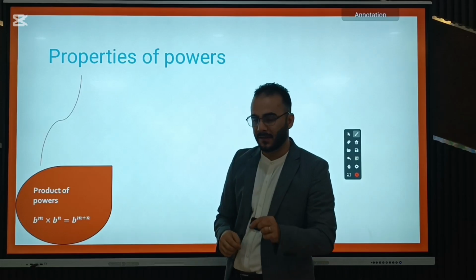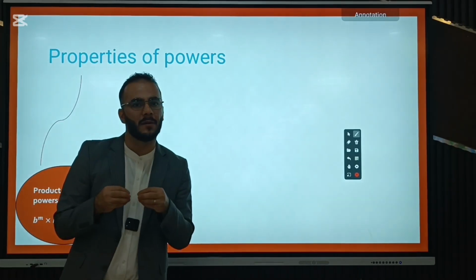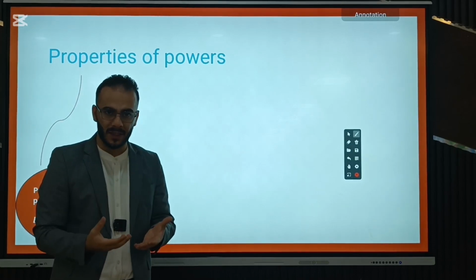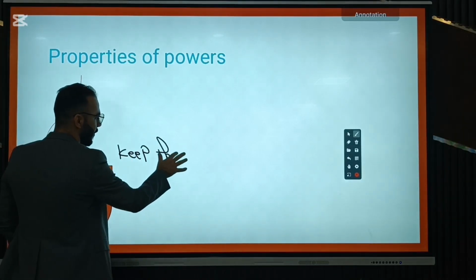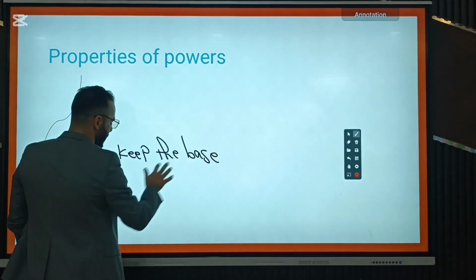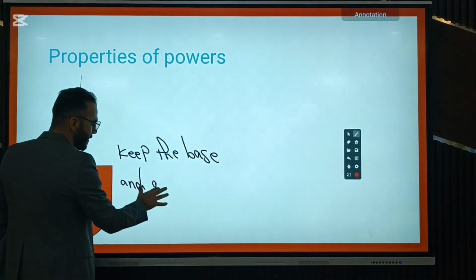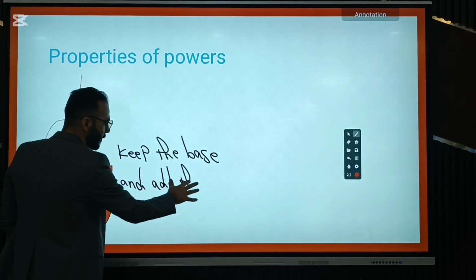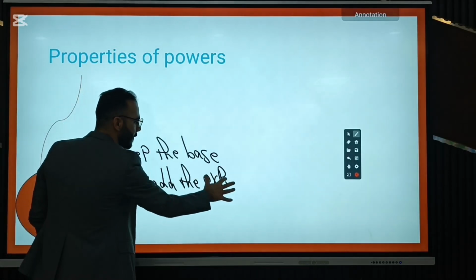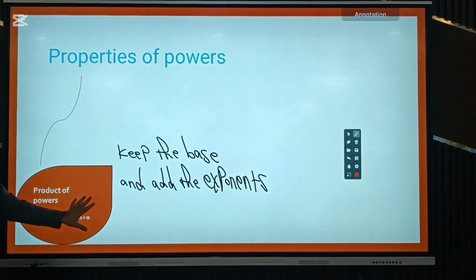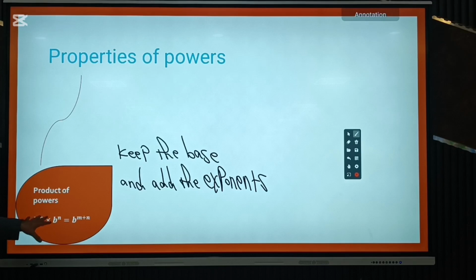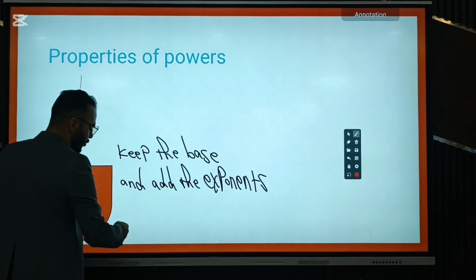Product of powers says that if we multiply powers with the same base, we will keep the base and add the exponent. So in product, keep the base and add the exponent. This is exactly what this mathematical statement means: b to the power of m times b to the power of n equals b to the power of m plus n.